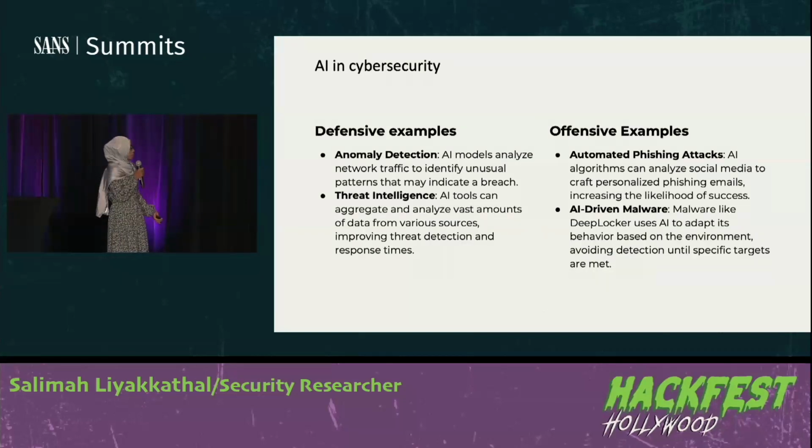Here are some examples of how AI is used in cybersecurity. So for the defense side, we're seeing a lot of anomaly detection. So AI models can help to analyze network traffic to identify unusual patterns that may indicate a breach. Secondly, we are also seeing it used in threat intelligence. So AI tools can help to aggregate and analyze a large amount of data from various sources to improve detection and response times.